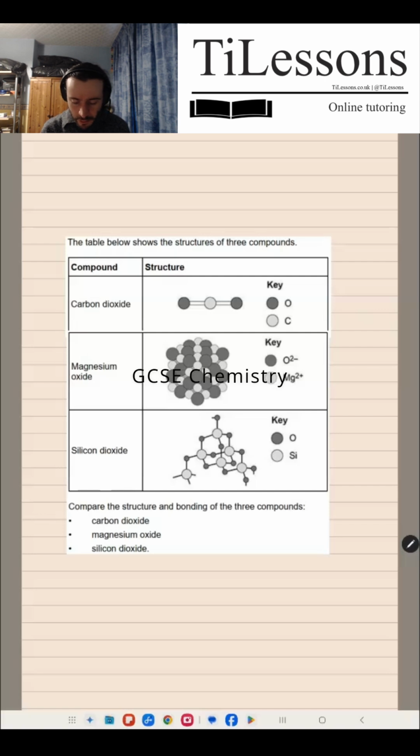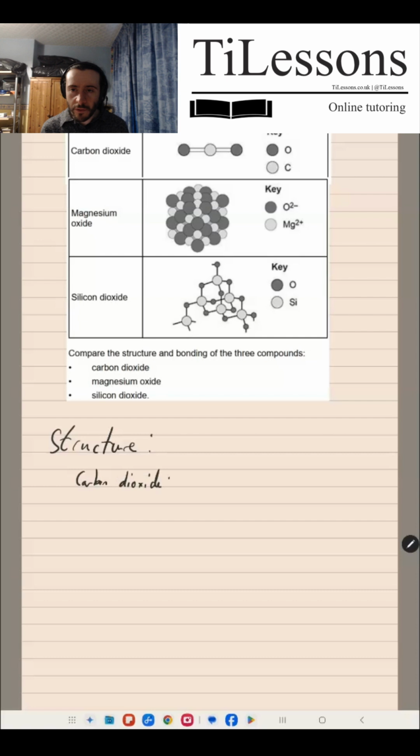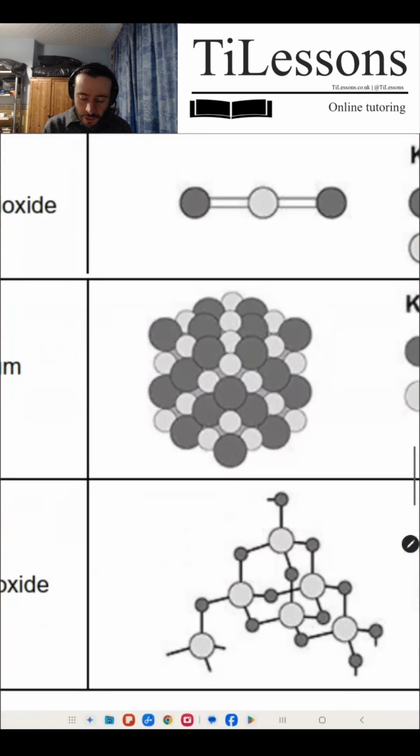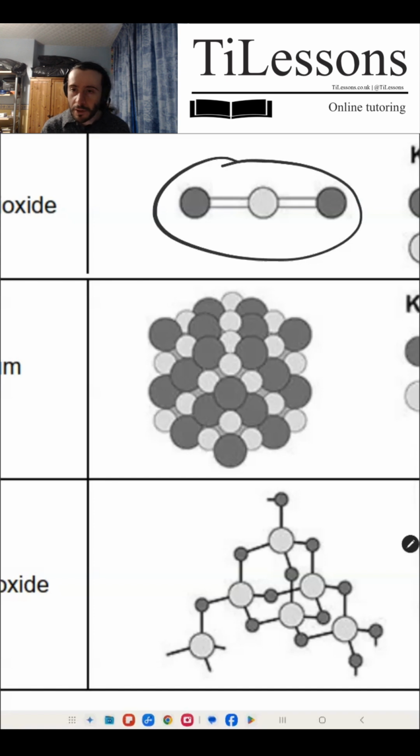The table below shows structures of 3 compounds. Compare the structure and bonding. The structure of carbon dioxide is small molecular. Think about the fact you can easily draw a circle around discrete molecules.